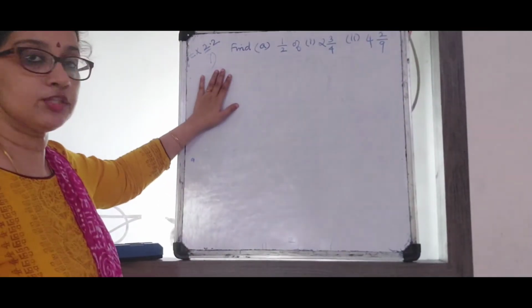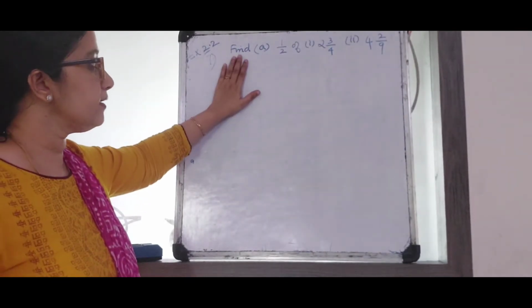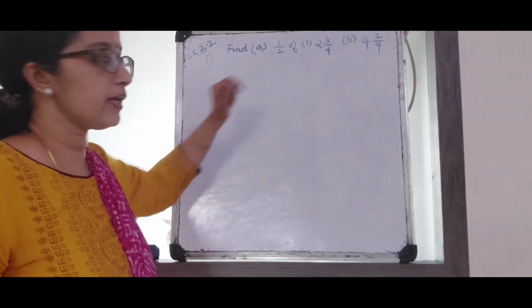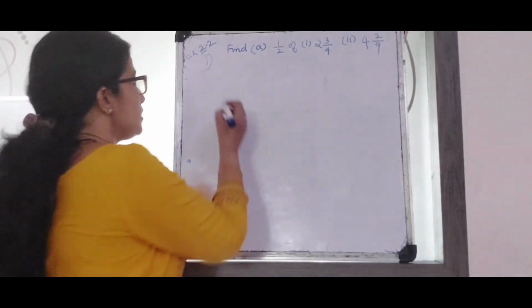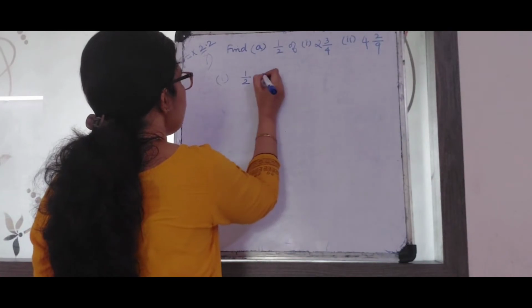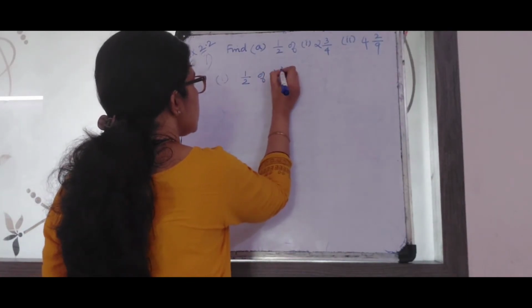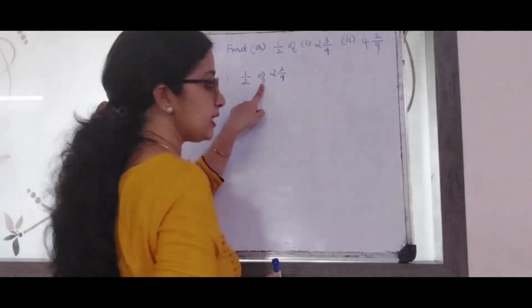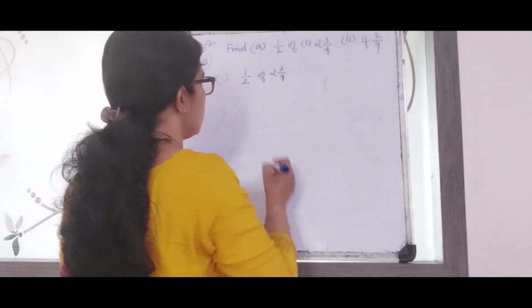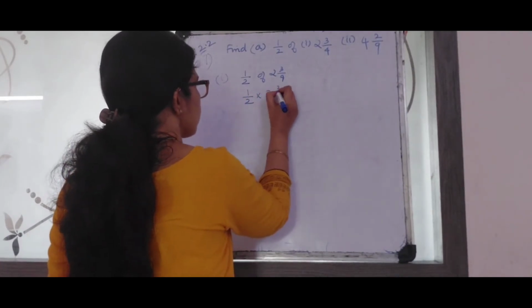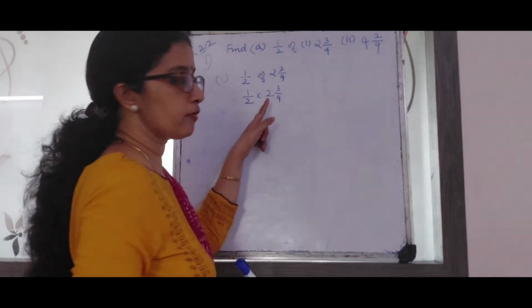Okay, next problem, the 7th problem is, find A subdivision. Half of 2 3/4. Okay, first one is, find half of 2 3/4. Okay, so what does this half mean? Half means multiplication. So half into 2 3/4, right? So what should we do?